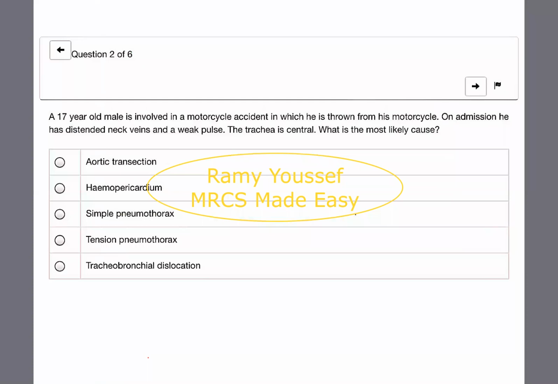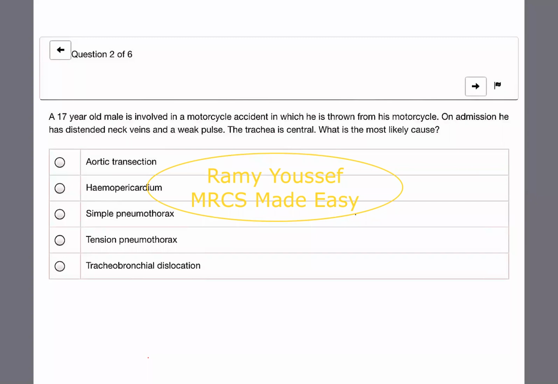Dr. Gada? A 17-year-old male involved in a motorcycle accident in which he is thrown from his motorcycle. On admission, he has distended neck veins and weak pulse. The trachea is central. Tamponade. Okay, hemopericardium.